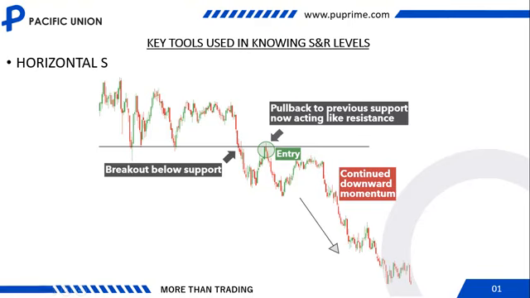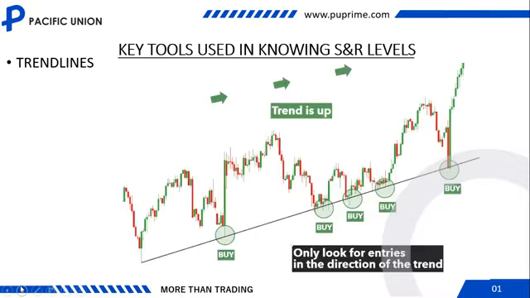And one thing I want you to notice is that usually when your support is being broken and retested as resistance, it shows that there is an imminent downtrend, and a kind of strong momentum that has been established. So that's about it. Let's see another example.